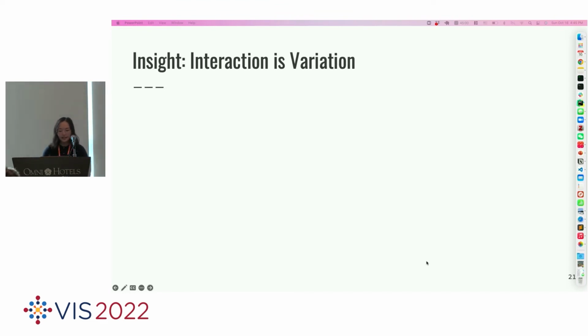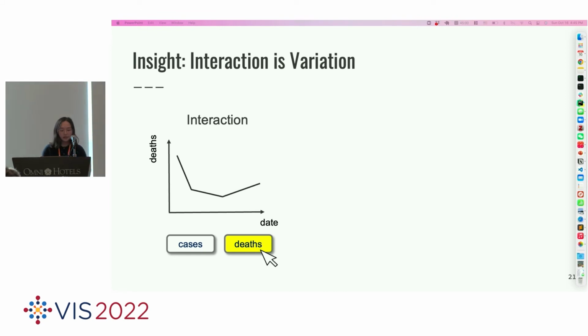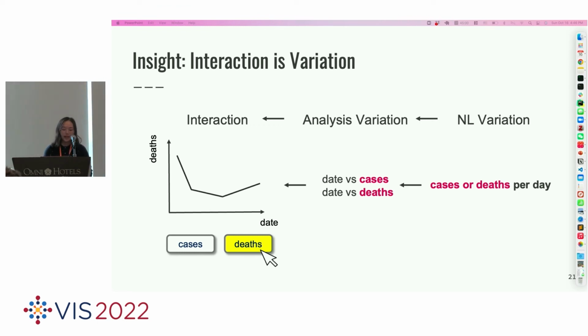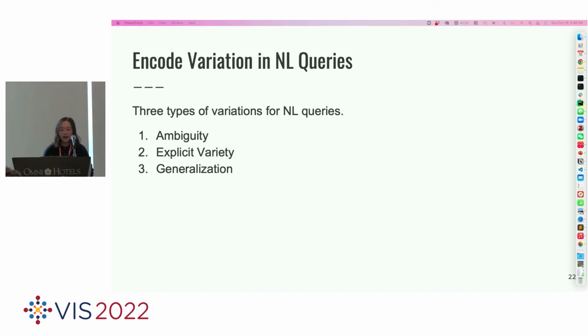Different from static visualization, interaction in interface encodes variation. For example, the button here encodes analysis variation, the date versus cases, and the date versus deaths. And eventually, such variation will come from the natural language query, like the case or death per day, as said by the user. Thus, we would require the representation of analysis in our system to encode the variation from the natural language query. We now support 3 kinds of natural language query: ambiguity, explicit varieties, and generalization.